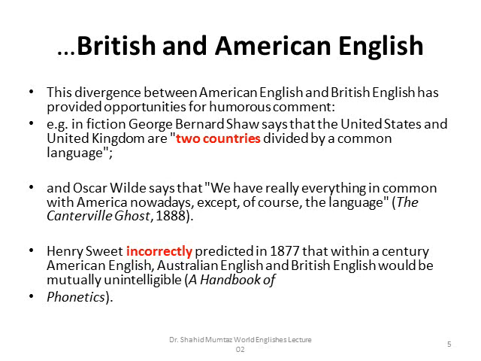And Henry Sweet predicted in 1877 that within a century, American English, Australian English, and British English would be mutually unintelligible, but it proved incorrect. Now we can see it's more than a century, but all these dialects are still mutually intelligible, not unintelligible.